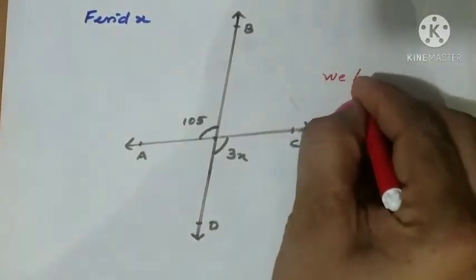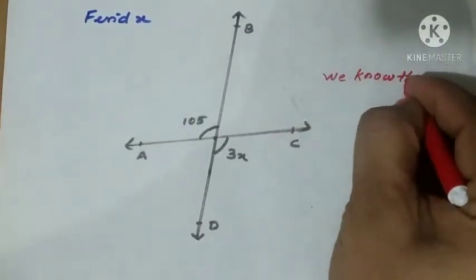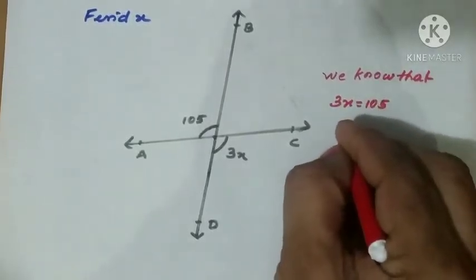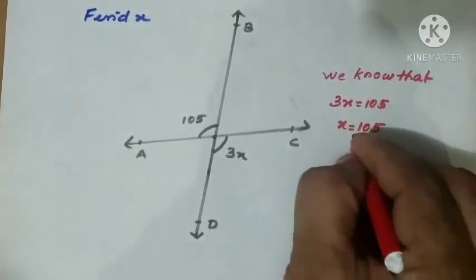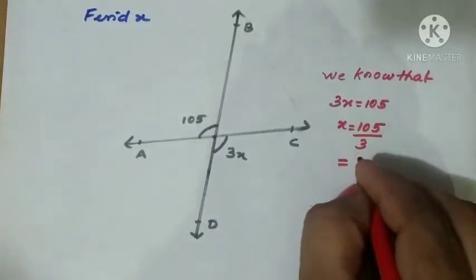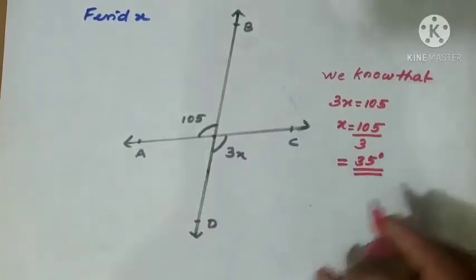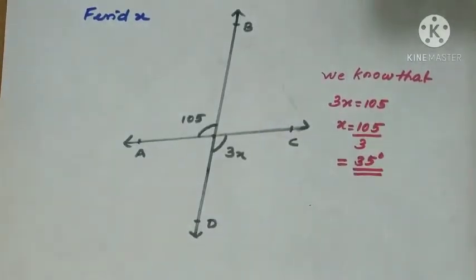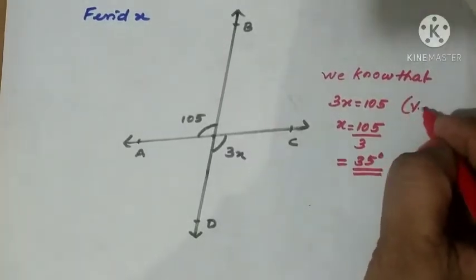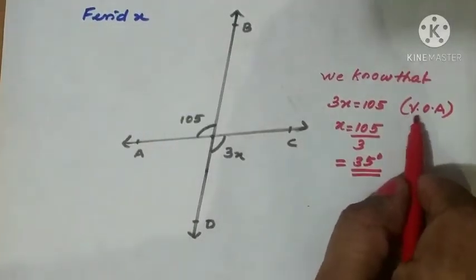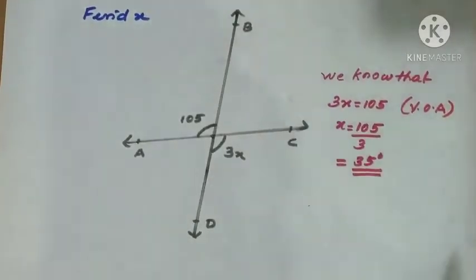So we can write, we know that 3x equal to 105. What is x? 105 divided by 3. 3 3s are 9, balance 1, the number is 15, so 35 degree. So x equal to 35 degree, because what is the reason? Vertically opposite angles. This much only we can write, the short form, vertically opposite angle. This shows that vertically opposite angles are equal. So whenever you are using the application of vertically opposite angles, you can write the short form like this.